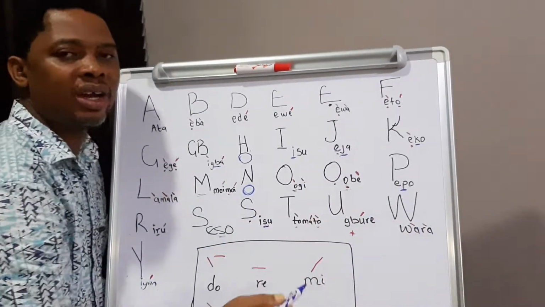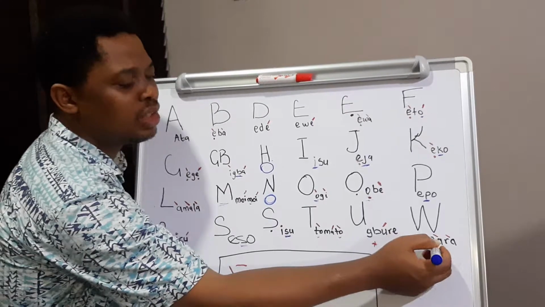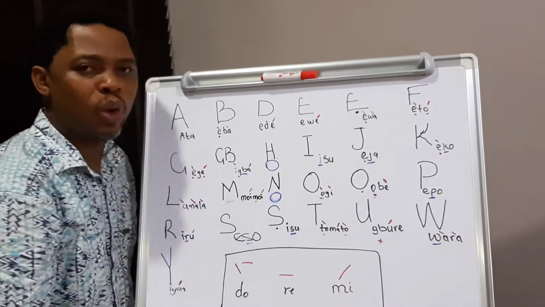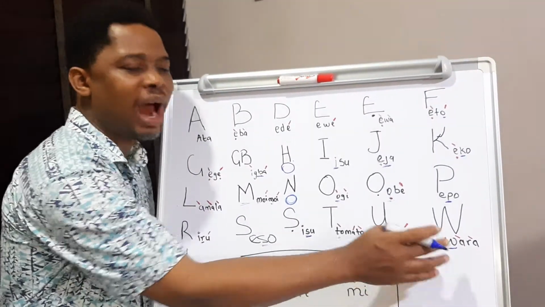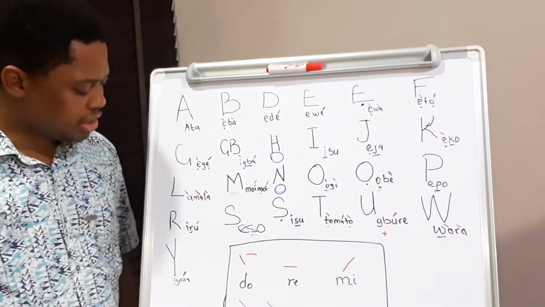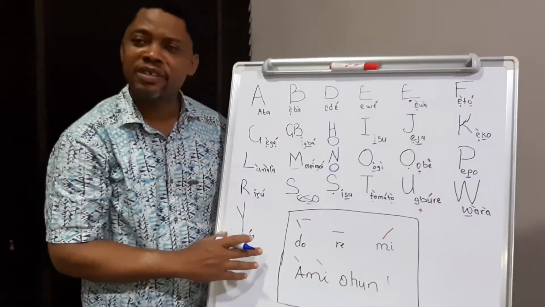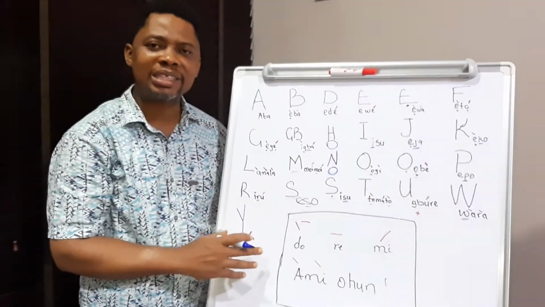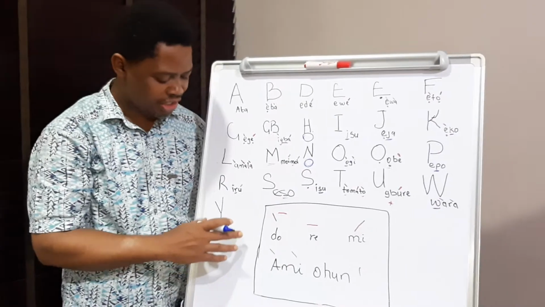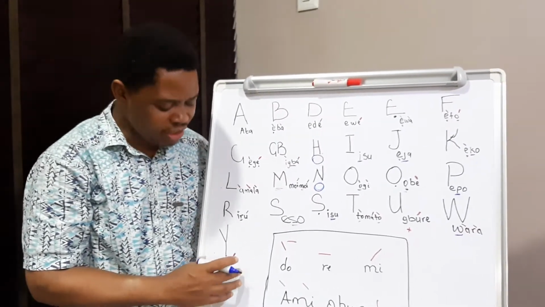Wa, ra. The active vowel in this word is wa, ra. Wara is milk in Yoruba land. This is the special one, Yi, which is the last alphabet in Yoruba language. Yi is a special one, is Inyo.